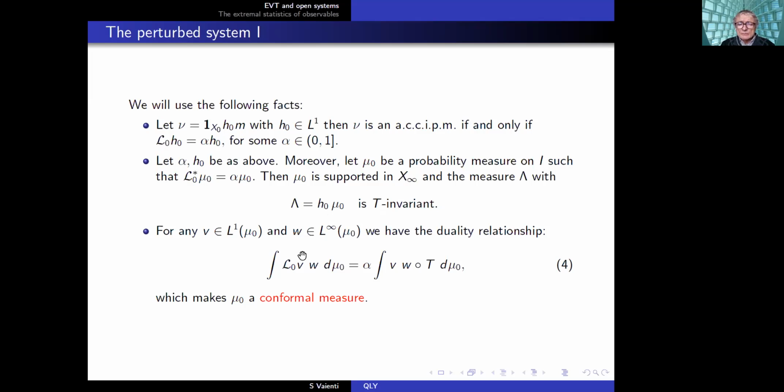It is interesting to observe, and it will be important for a technical issue later on, that this measure mu naught, which is called conformal measure, satisfies the equation which is written here. This equation is important for technical reasons because it allows us to go from the dynamics, which is here, to the properties of the operator. And it is the basic equation which will allow us in a moment to write the problem of the extreme value problems for the maps in terms of the operators. And then we use the spectral properties of this operator. Okay, now this is the technical introduction.